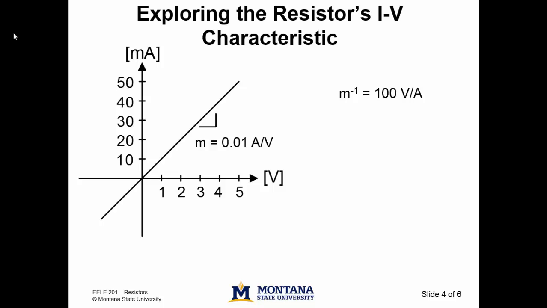The inverse of the slope of the current voltage characteristic of a resistor is the resistor's resistance, denoted with an R, with units of volts over amps, or ohms. The ohm is named after a famous German physicist and mathematician. We will abbreviate the unit ohm with the Greek letter omega. So R equals 100 ohms.